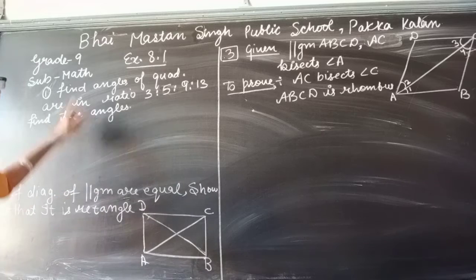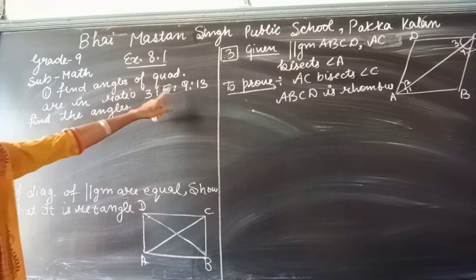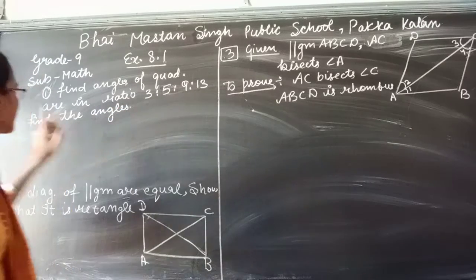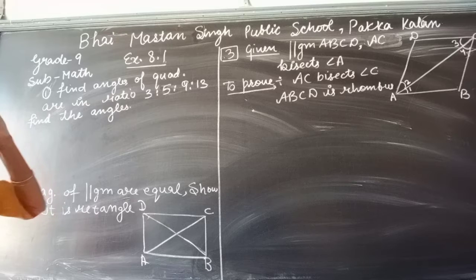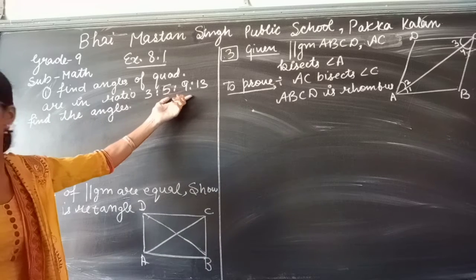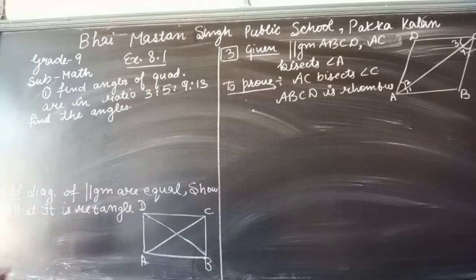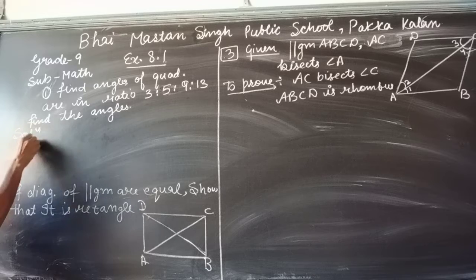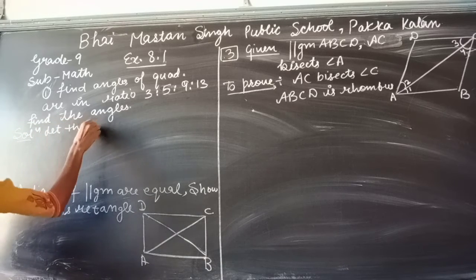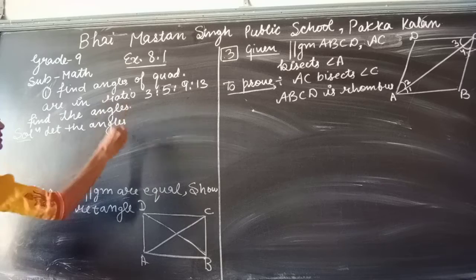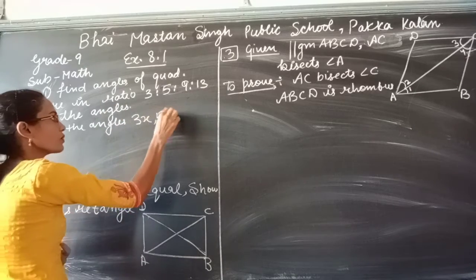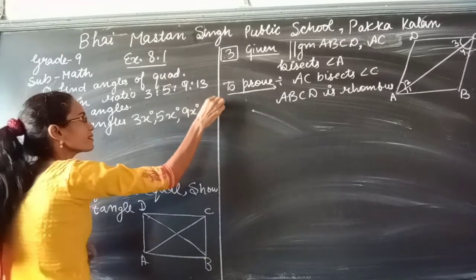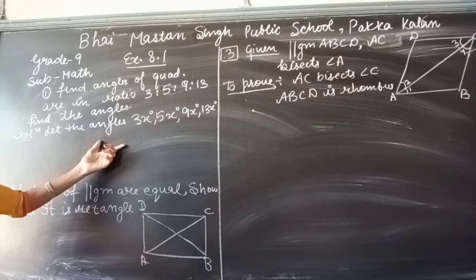Our first question is, find the angles of a quadrilateral that are in the ratio 3:5:9:13. So this is in a ratio. Solution: let the angles be 3x degrees, 5x degrees, 9x degrees and 13x degrees. Is it okay? Clear to you?